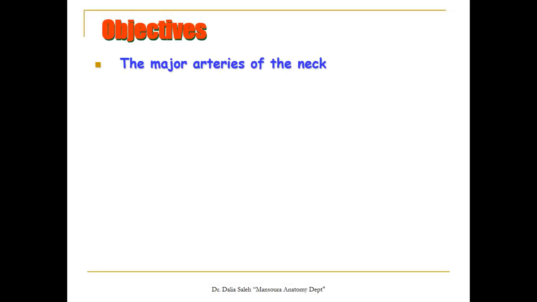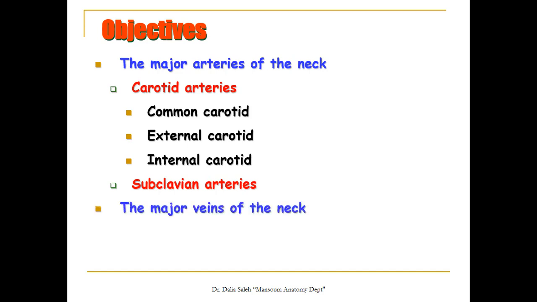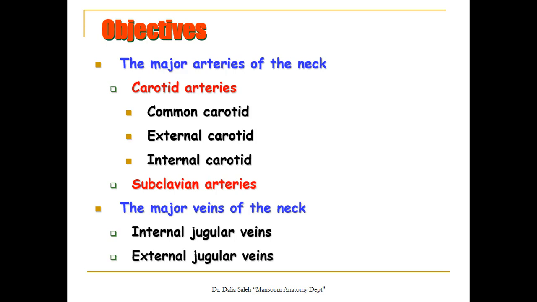First, what are the major arteries in the neck? We have the carotid system or the carotid arteries and the subclavian arteries. The carotid arteries include the common carotid, the external carotid, and the internal carotid arteries. Also, we will discuss the major veins of the neck, and we have the jugular venous system, but I'm going to focus on the two jugulars, the internal jugular vein and the external jugular veins.